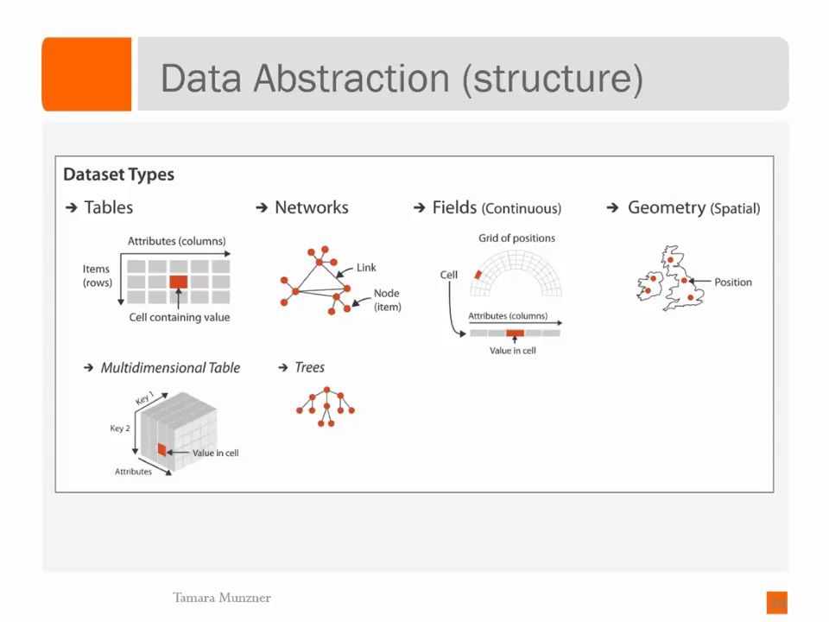Then we move on to network data structures. So here we have different nodes. Nodes tend to be a noun or an object, an item, and then the links are the relationships between those nodes or objects. And we will discuss this in a later lecture on network visualization. Then we'll go to a grid of positions.